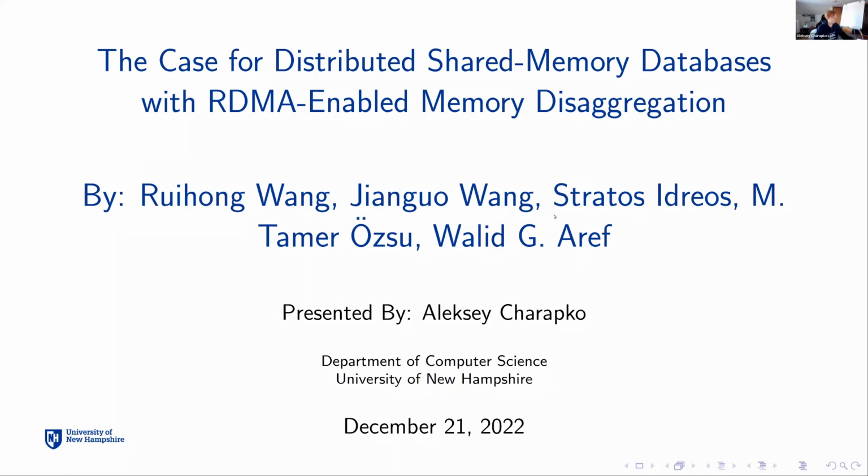All right, so today we're going to talk about the case for distributed shared memory databases with RDMA-enabled memory disaggregation. This paper tries to bring back the idea of shared memory databases from decades ago and say that, because now we have RDMA technology, we can look into the remote machine's memory decently fast with high bandwidth. Maybe we can start building pools of disaggregated memory, and use these pools of memory as shared memory for the databases.